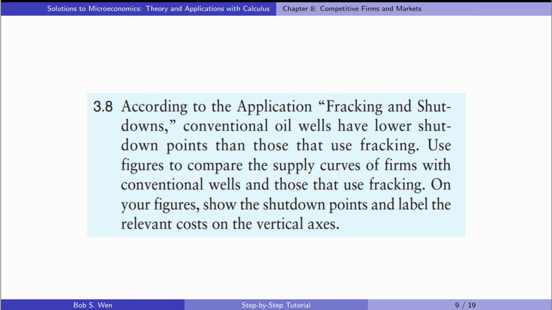Let's find answers to exercise 3.8. According to the application, fracking and shutdowns, conventional oil wells have lower shutdown points than those that use fracking. Use figures to compare the supply curves of firms with conventional wells and those that use fracking.